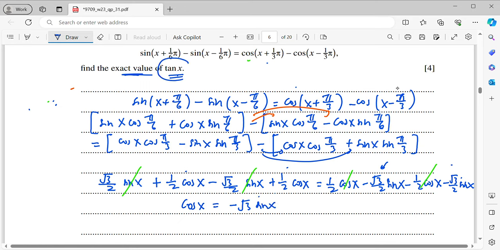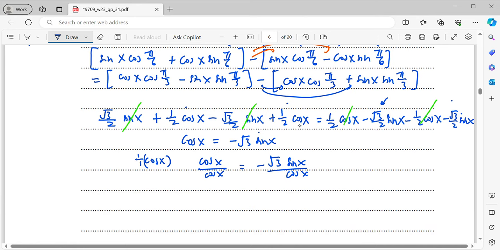And now we need to find tangent x. Tangent x is sine x over cos x, so you just divide the whole equation by cos x. Here, cos x over cos x equals negative root 3 sine x over cos x. So the left side will be 1, and the right hand side will be negative root 3 tangent x. So at last, your tangent x will be negative 1 over square root 3. You can leave your answer in this form, or you times square root 3 over square root 3, then that will be negative root 3 over 3. So that's the solution of this 5a.